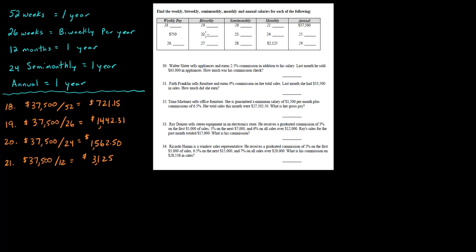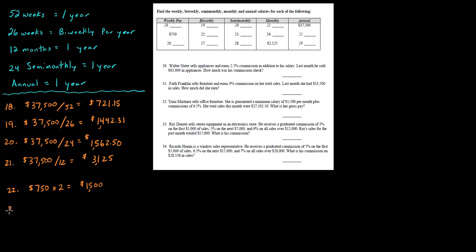Now, if we look at 22 through 25, we would take the weekly pay and find each of these amounts. So 22 is, if I get paid $750 per week, how much do I get paid every other week? I multiply that by 2. So I get paid $1,500 every other week.